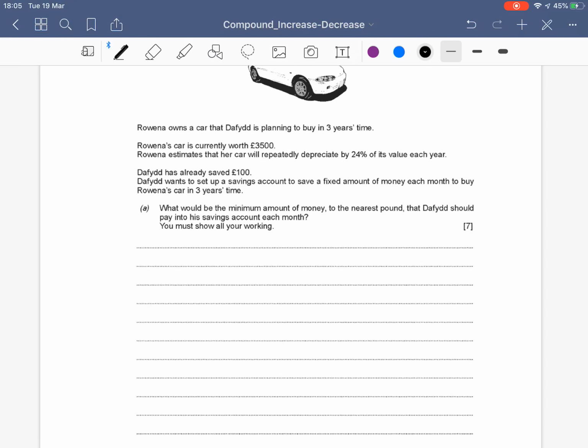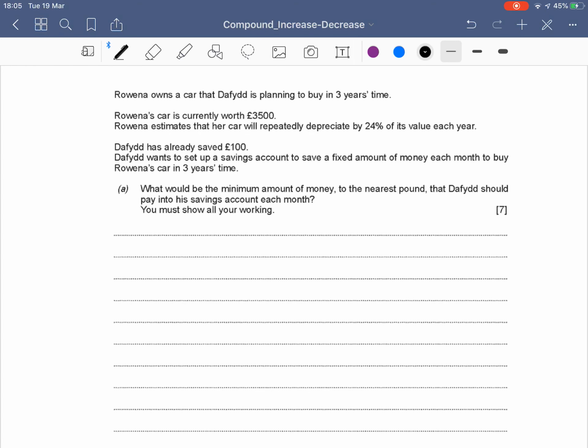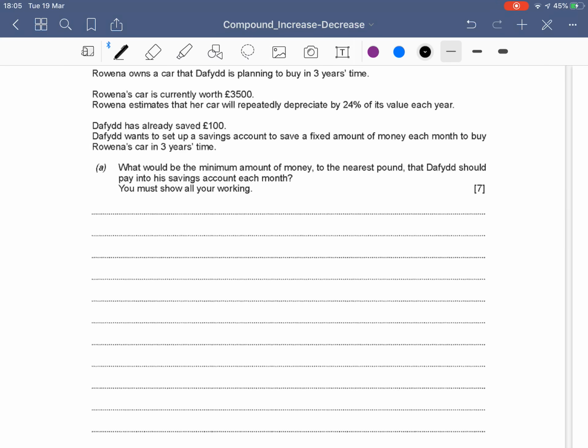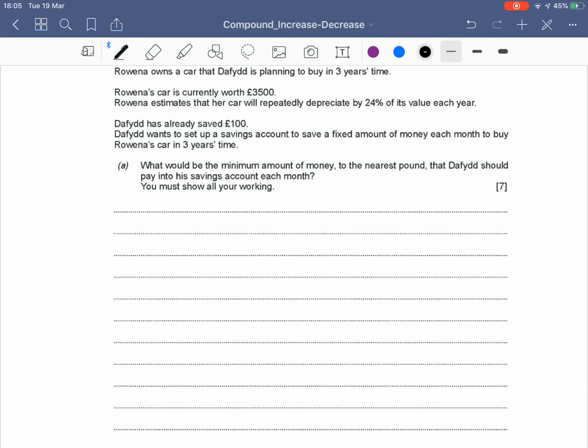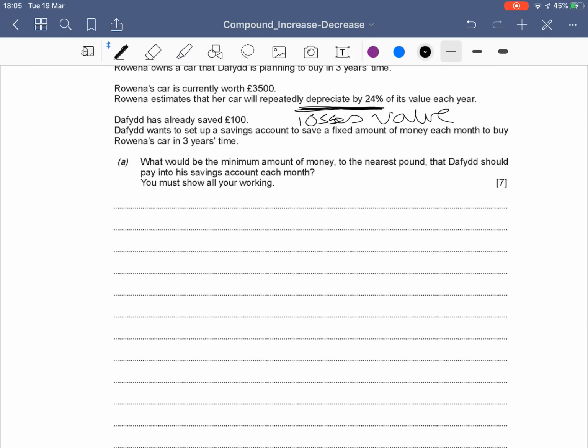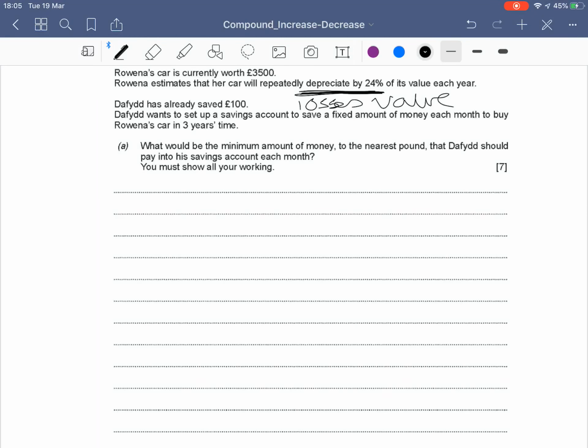Last one. Rowena owns a car that David is planning to buy in 3 years' time. The car is currently worth 3,500. They estimate the car will repeatedly depreciate by 24%. Depreciate means it loses value each year, so they expect it to lose 24% of its value each year. David has already saved £100. He wants to set up a savings account to save a fixed amount of money each month to buy the car in 3 years' time.